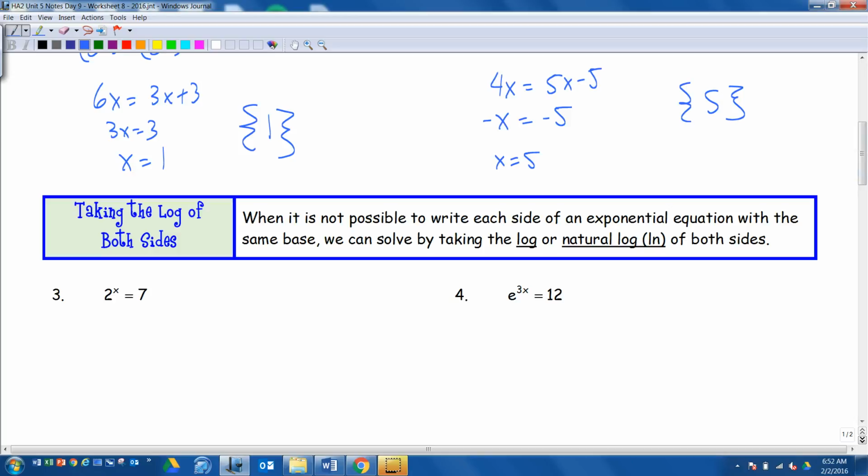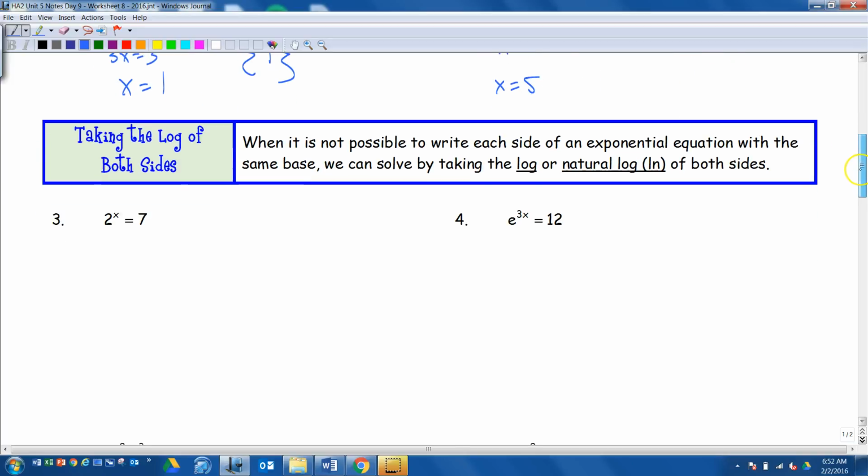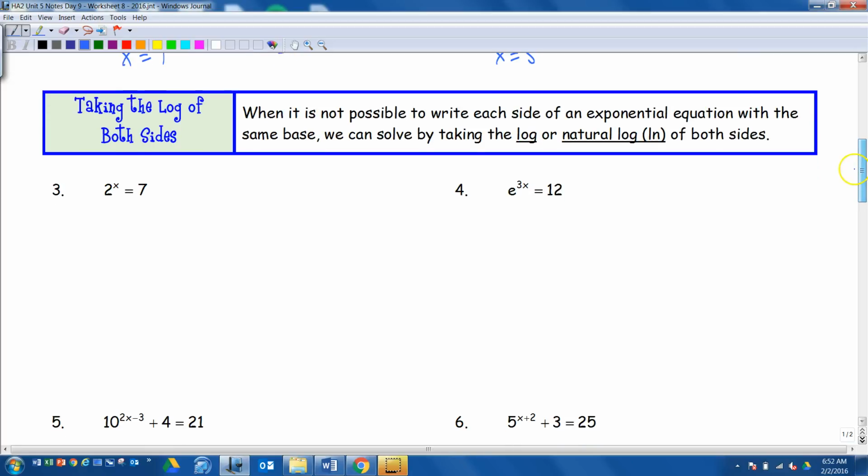When it's not possible to write each side of the equation with the same base, we can solve by taking the log or natural log of both sides, because we learned it's like the power property. If these things are equal, then we can say that the natural log of 2 to the x is equal to the natural log of 7. Okay? Those are equivalent. It's just like setting the bases equal and equating the exponents. We can log both sides here.